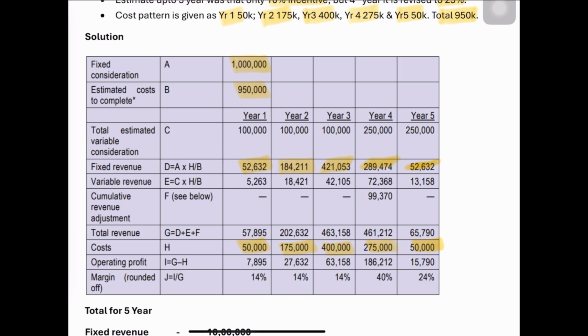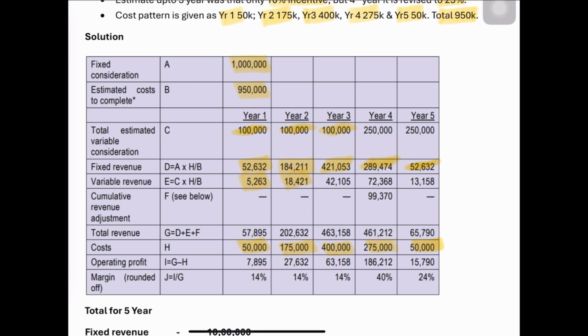Then you have a variable revenue. For the variable revenue in years 1, 2 and 3, the estimate is 1 million. So this 1 million needs to be allocated over 5 years. The same formula can be used here. So 50,000 divided by 950,000 into 100,000 will give 5,263 as the variable consideration allocation for year 1.